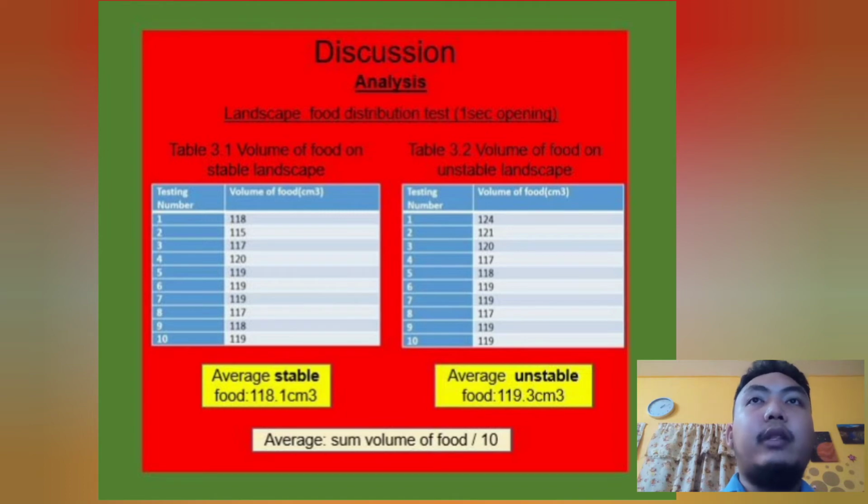So now, I've divided the analysis into two different types of analysis, which is the landscape for distribution test and also the food distribution test only. For the landscape, it is to check whether different types of landscape change the amount of food distributed. As you can see, we have the 1 second opening with the stable landscape and also 1 second opening with the unstable landscape. For the stable landscape, the amount of food through testing number 1 until 10 is decreasing, then increasing until it reaches a certain amount that it fits.